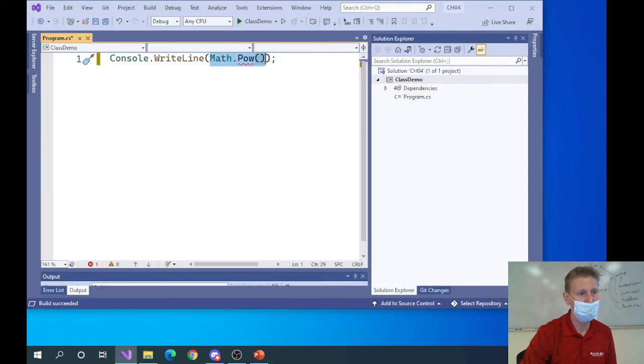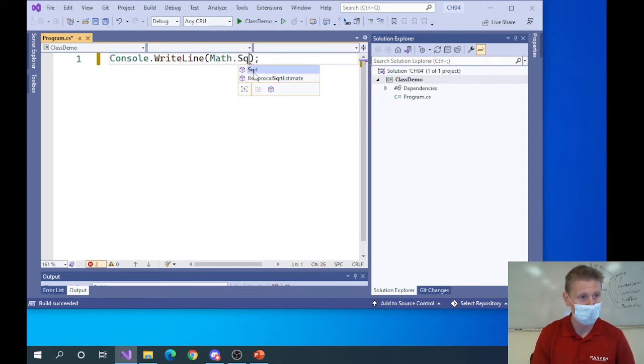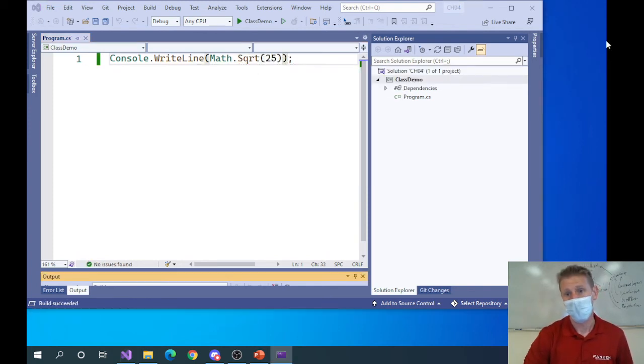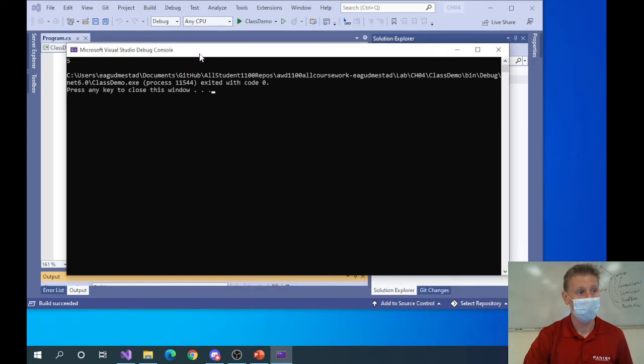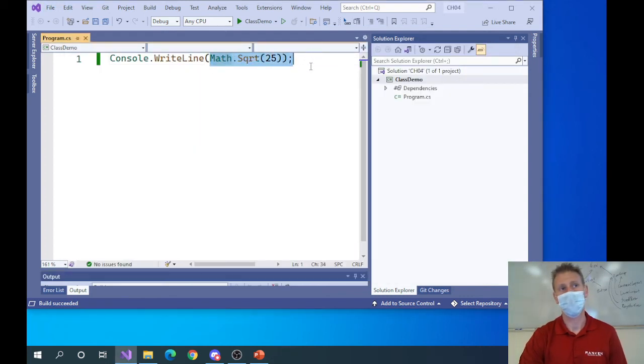Math.Sqrt, right? Well, again, we're talking about the math class. It's a utility class, Math.Sqrt. And again, we'll do the square root of 25. Of course, 5 times 5 is 25, so the square root of 25 is 5. Again, just so you don't have to solve it, you just use the utility class.